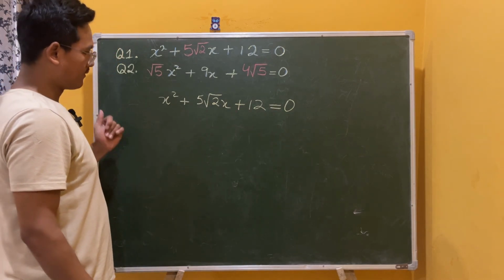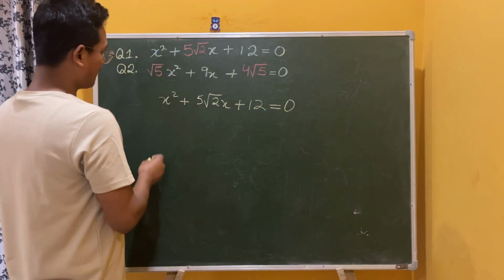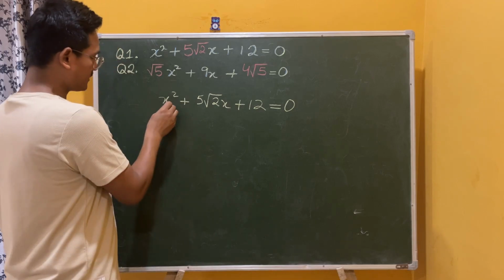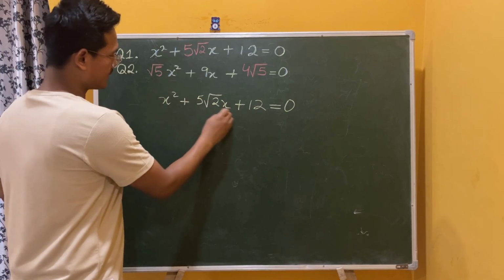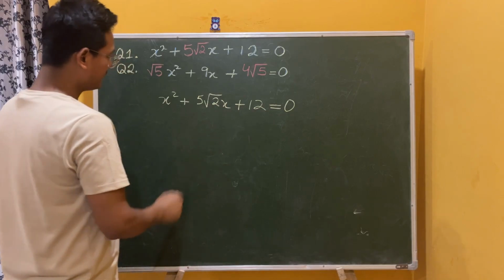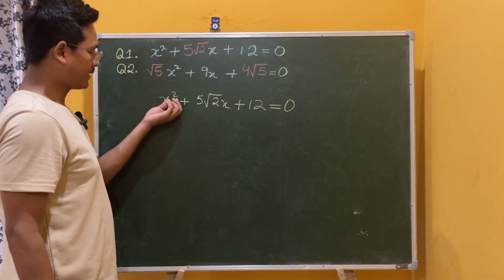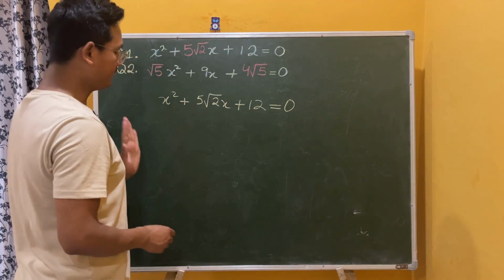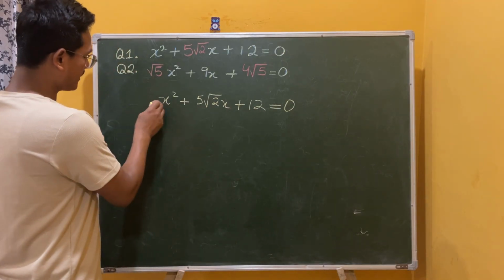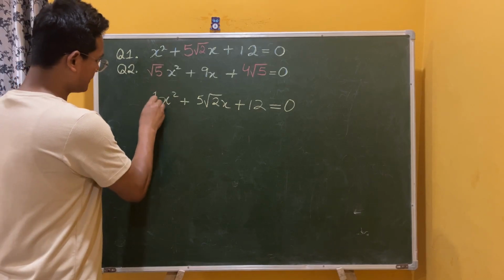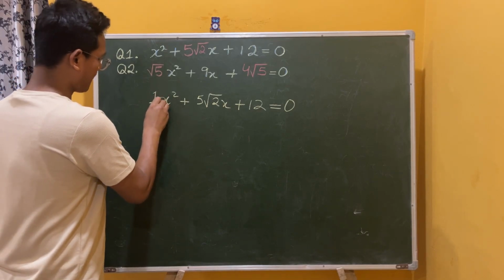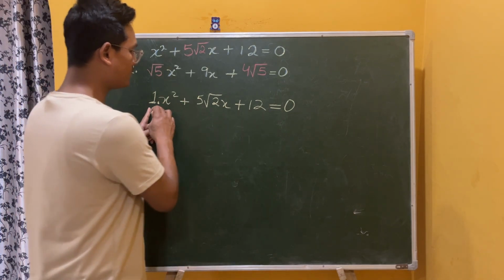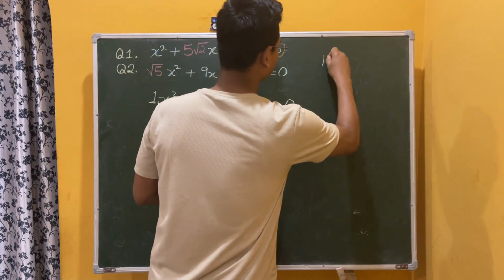First, what we need to do is multiply the coefficient of x square with the constant term. This is your first term, second term, and third term. The first term contains x square, the second term contains x, and the third term is the constant term. The coefficient of x square is 1, unity. So you need to multiply the coefficient of x square with the constant term. That is 1 times 12, which is 12.